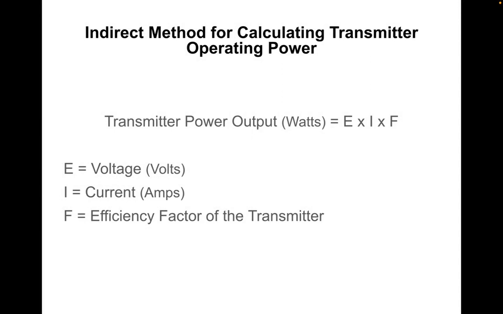With older transmitters that didn't give you a power percentage, you would have to read the analog gauges off the transmitter and plug the figures into a mathematical formula to calculate its output, then consult the chart to verify its operation was within the legal limits mentioned earlier. The indirect method formula is TPO in watts equals E times I times F, where E equals voltage, I equals current in amps, and F is the efficiency factor of the transmitter, which is determined by the manufacturer.